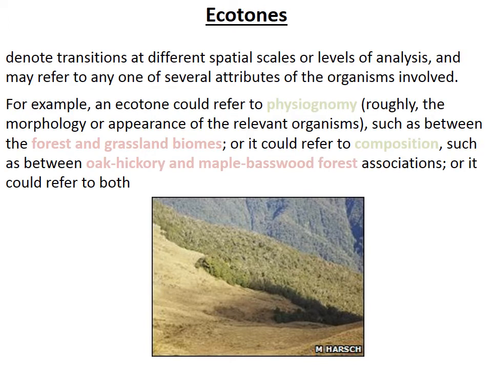There are transitions at different spatial scales or levels of analysis, and these refer to one of different attributes of the organisms involved. It could refer to the physiognomy, which is the morphology or appearance of the vegetation, so it could be forest versus grassland, or it could be a difference in composition. So if we have one forest type versus another, later on, for example, we'll talk about boreal forest of spruce and fir versus temperate forest of maple and basswood. It could also refer to both.